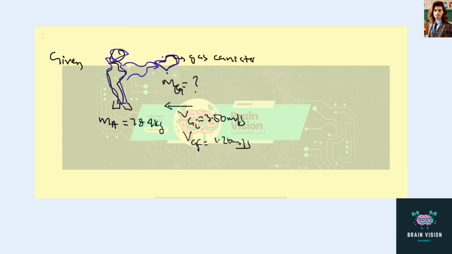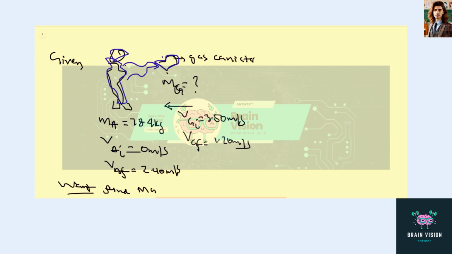Remember, the initial velocity of the astronaut happens to be 0 meters per second. Once she pushes the canister, she develops some kind of final velocity, and the final velocity of the astronaut is 2.40 meters per second. So our goal is to find the mass of the canister, the mass of the gas canister.